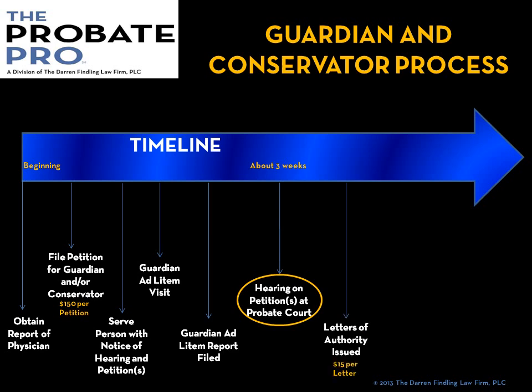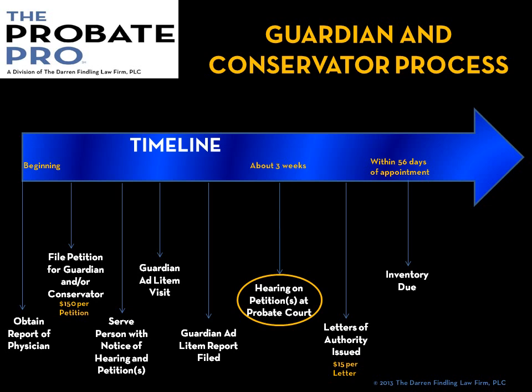Following the hearing on the petitions, and assuming that the court has granted the request for the appointment, letters of authority will be issued. The letters of authority cost $15 each and have a seal on them that identify the powers of the guardian and conservator and any restrictions or limitations of those powers. Those letters of authority are very important, and you can present those at medical providers, doctor's visits, hospitals, or anybody that you're conducting business with to provide proof that you have authority to make decisions on behalf of the person that you're serving as guardian and or conservator.